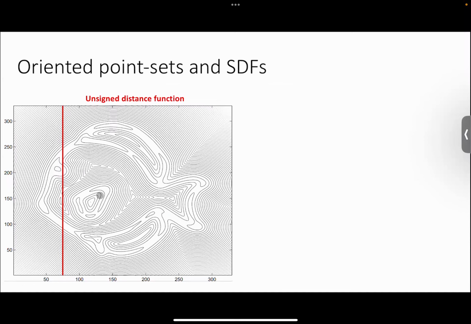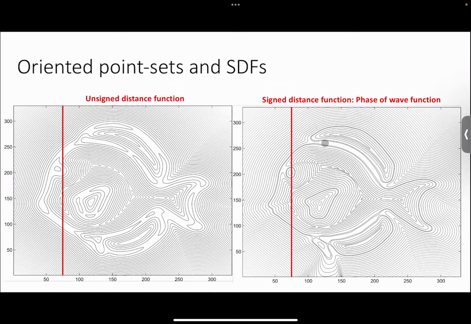In contrast, take a look at the signed distance function coming from the phase. I'm plotting the phase of the wave function, the level sets of the phase. Notice that the zero level sets of the phase carry the shape information in the form of these level sets, and there can be a notion of an inside and an outside.